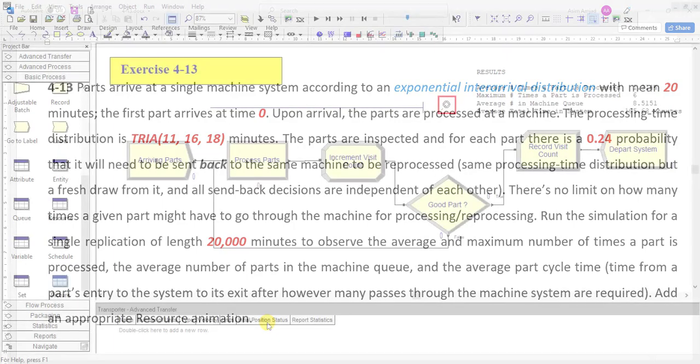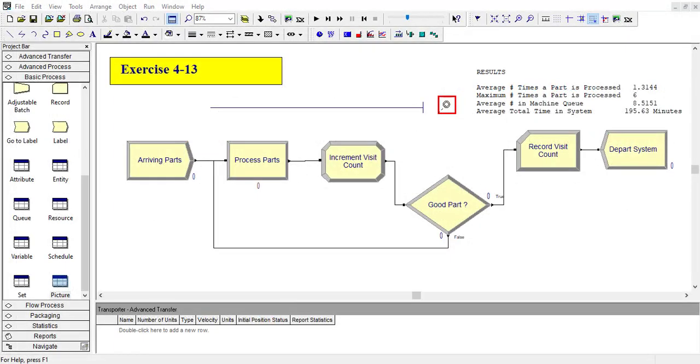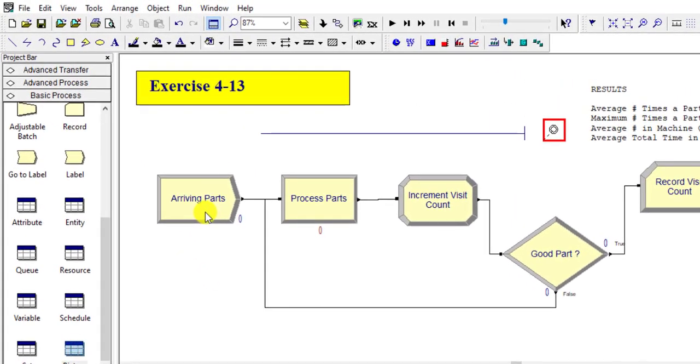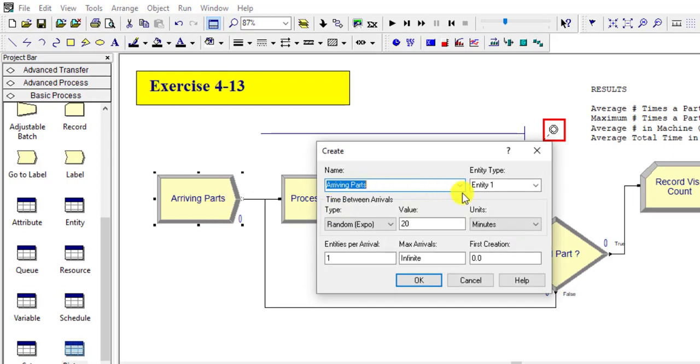So let's start the video. Now let's start building the model by adding all the details given in the exercise problem. Simply follow the steps as shown on the screen.